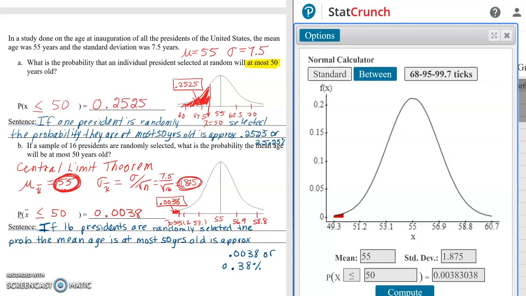To summarize this, the reason to use the central limit theorem is if more than one is randomly selected, and we're going to be calculating the probability of the mean age instead of just the regular age.